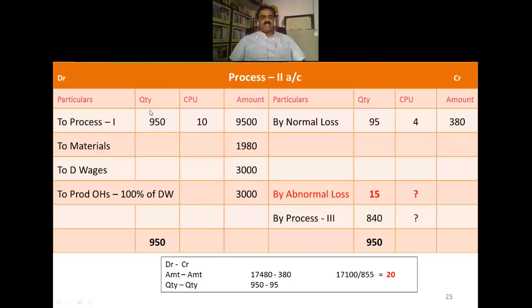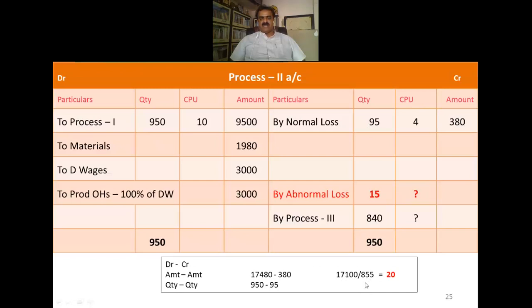Similarly, debit side quantity minus credit side quantity. Debit side quantity is 950 units. Credit side quantity is only 95 units, because these are the two things which we need to calculate. Still it is a balancing figure. So 950 minus 95 comes to 855.